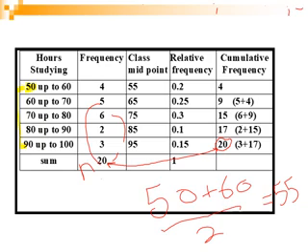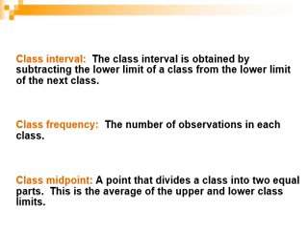This is all for the frequency distribution table. Let's take some definitions that we use in the frequency distribution table. The first definition is class interval. The class interval is obtained by subtracting the lower limit of a class from the lower limit of the next class, or by using the rule that we used already, the higher limit minus the lower limit. Okay, this is for class interval.